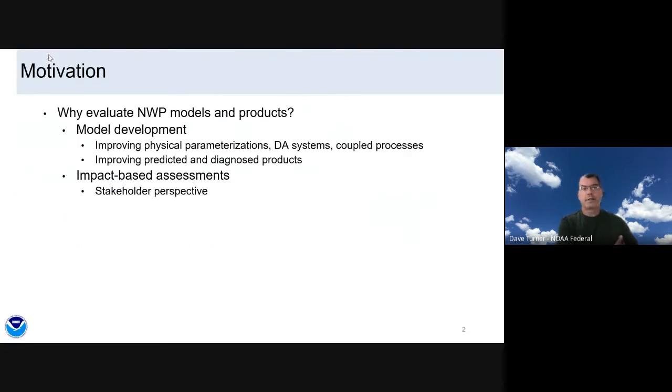So, we can ask ourselves, why are we doing this? Why do we want to evaluate these models and products? It's both for model development to improve our representation of abstract processes, to improve our ability to initialize the modeling systems, to capture a couple of processes like between the ocean, ice, and atmosphere. And so really it's about improving predictions, improving the diagnosed products that come from those predictive models.